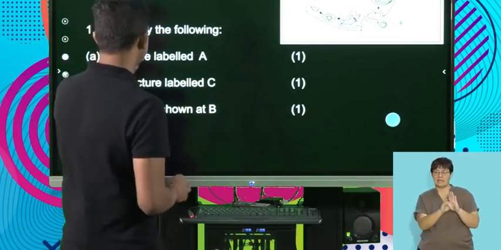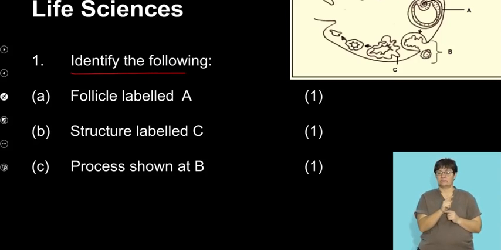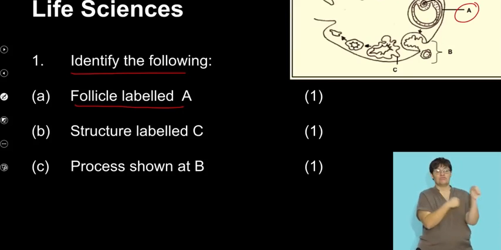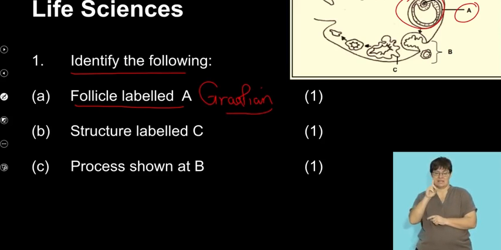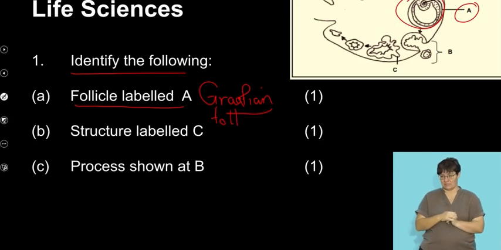So the first question is, identify the following. Follicle labeled A. If we go to that diagram, guys, follicle labeled A points to this structure that is developing, and that's the Graafian follicle. And we know that the Graafian follicle is that structure that develops and releases an oocyte around day 14. So it's the Graafian follicle that we have developing.